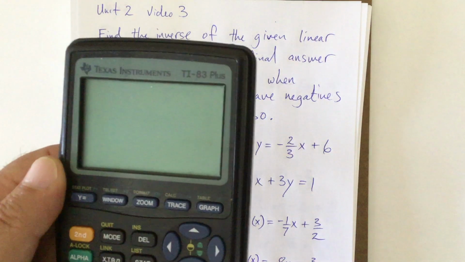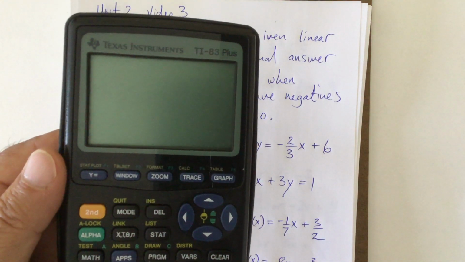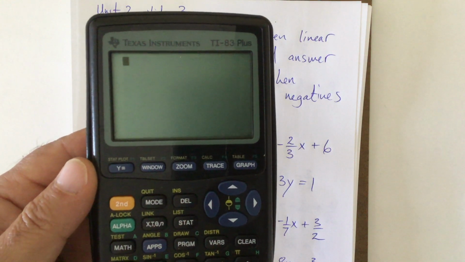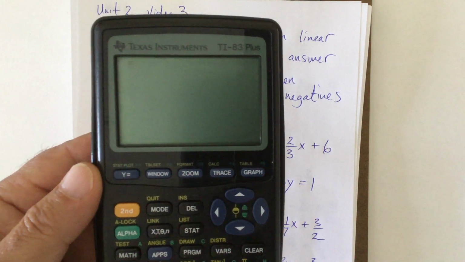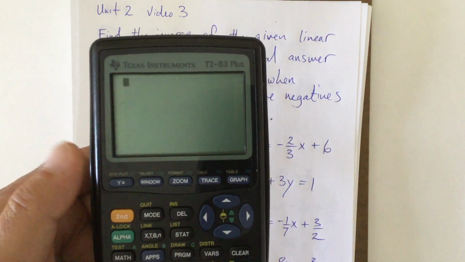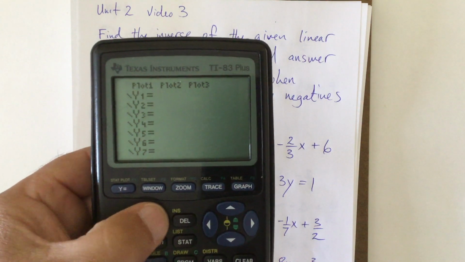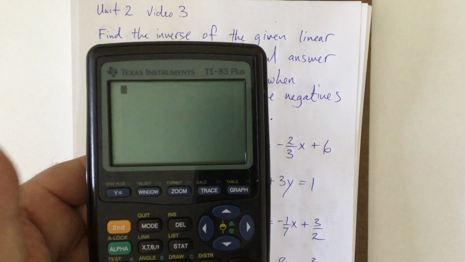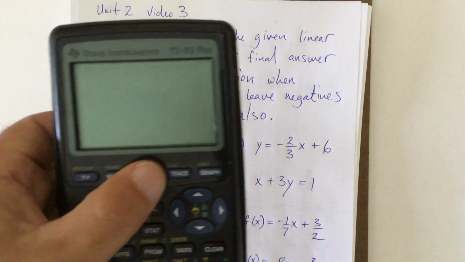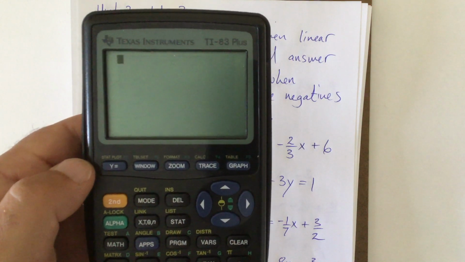I wanted to bring out my old TI-83 Plus just in case some of you are using one of these. If I turn this thing on, it's not as bright. It's harder for people to see on the camera, so I don't like to use this one for that. But if you have a TI-83, all these buttons are the same exact things as on the super fancy schmancy ones.